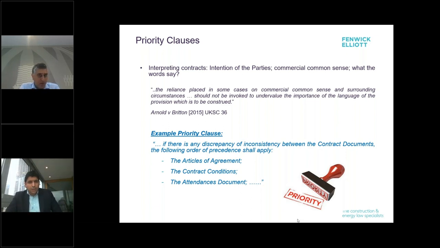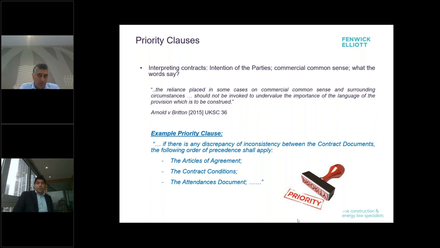Now, one way you can look to hedge against documents conflicting with each other is through a simple priority clause. And you sometimes see these at the beginning of contracts. And I've taken one I've seen not too long ago. And you can see there, if you've got specific points that are of a particular concern, it would be prudent to get it in the articles of agreement.